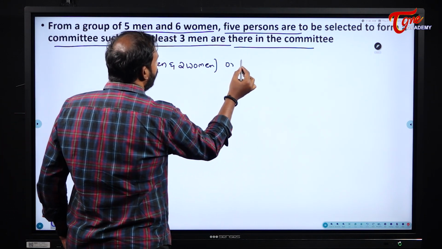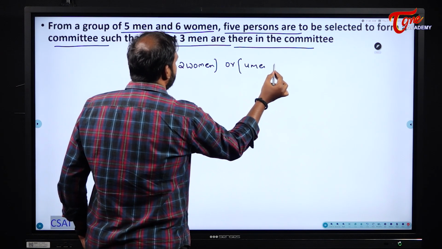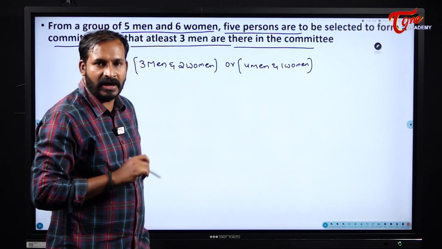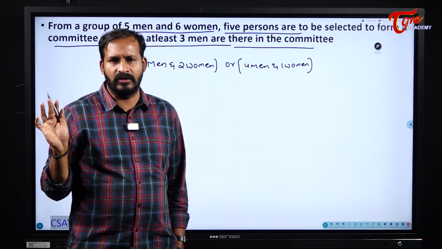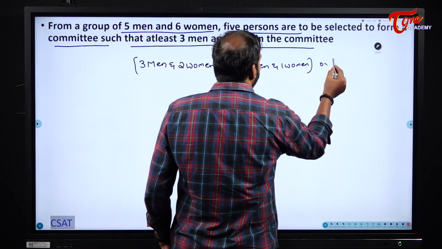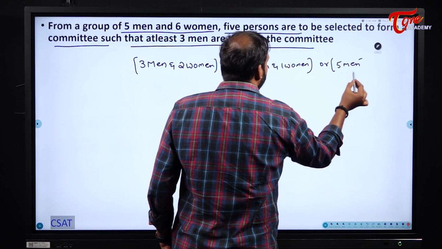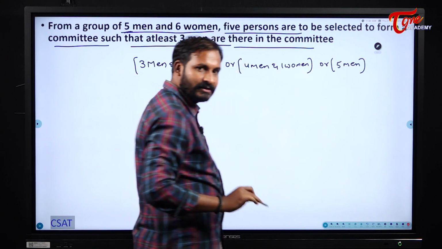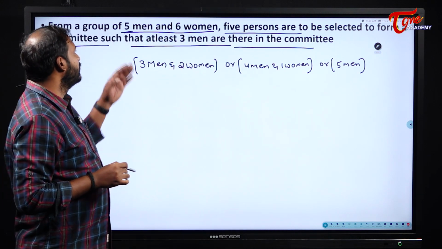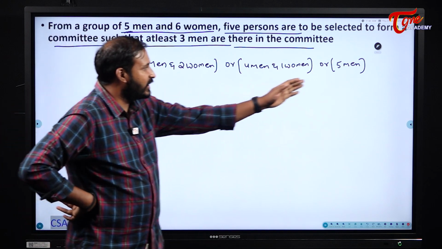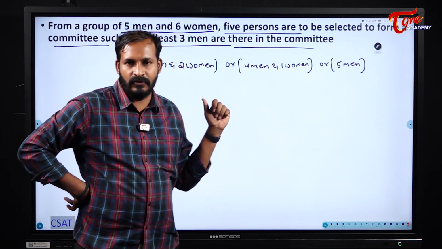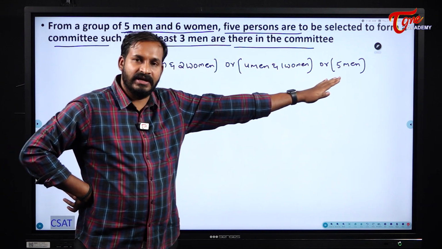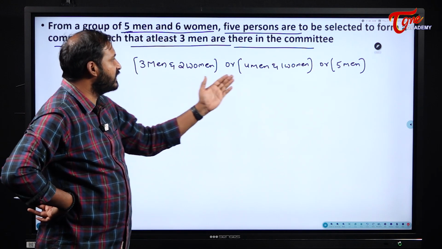Or 4 men and 1 woman. This is another way of forming the committee. Why? Because a minimum of 3 men I can have. I can have 4 men or all 5 people as men also. Or 5 men. Before writing all men, we check whether the all-men possibility exists. Yes, 5 men are there, so I can take 5 men. Sometimes there will be only 4 men. In that case, you cannot take all 5 people as men, because available are only 4, so that case will not be there. But in this case, yes, there are 5 men for us. So these are the possibilities for me.